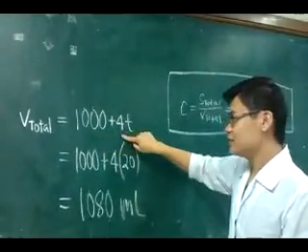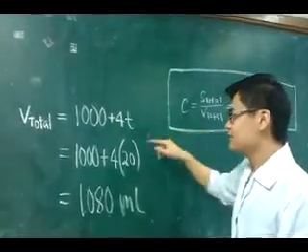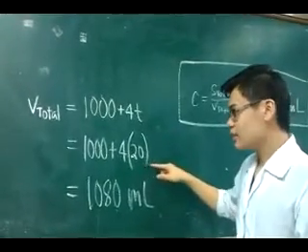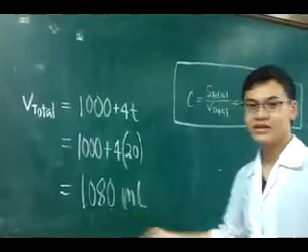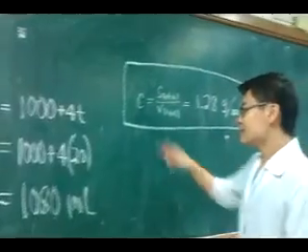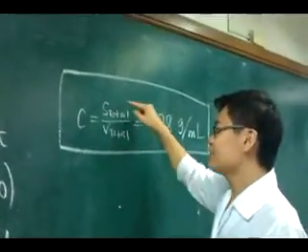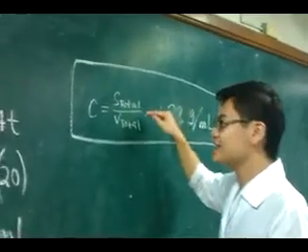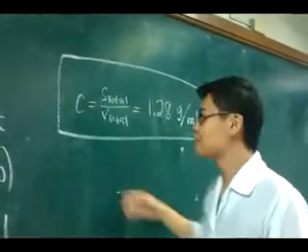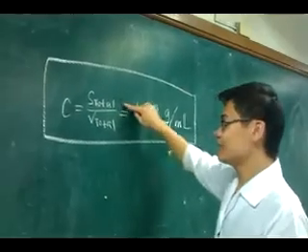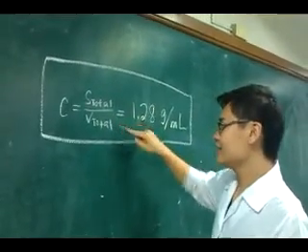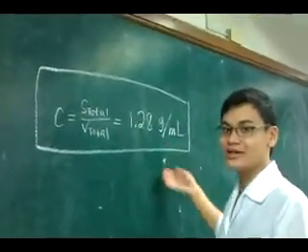And now for V total, it can be solved by 1000 as the initial plus 40 or the accumulated volume. Since T equals 20, we can solve our final volume to be 1080 ml. To get the concentration, which is what we want, we can get it by dividing the total amount of iced tea over total amount of volume. Since we already have S total and we have V total, we can get a concentration of 1.28 grams per ml.